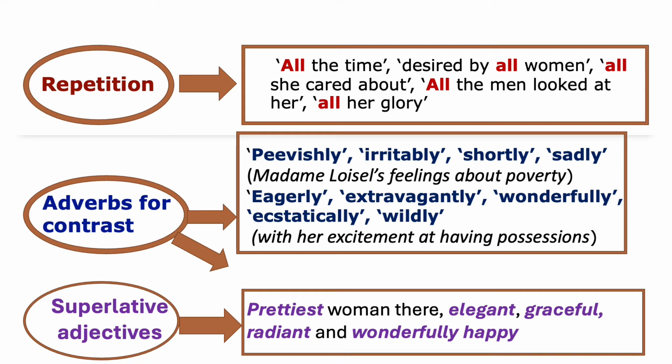On the other hand, to heighten her feeling of excitement at having temporary possessions is exposed through adverbs like eagerly, extravagantly, wonderfully, ecstatically, and wildly. Superlative adjectives: prettiest, elegant, graceful, radiant, and wonderfully happy are used to highlight her attraction at the party.